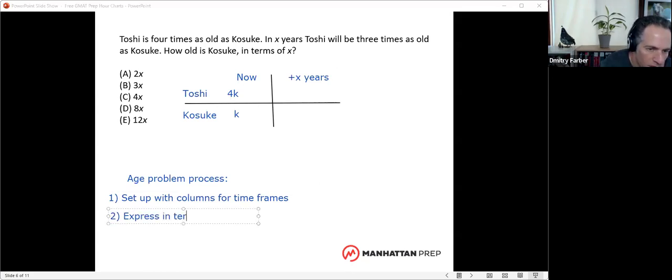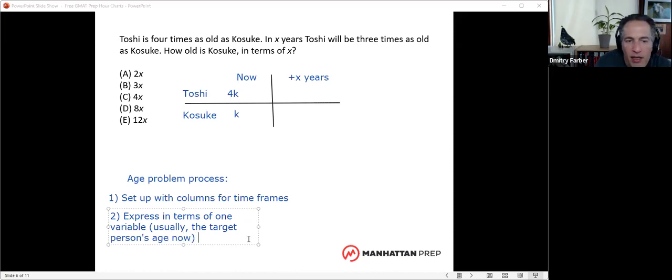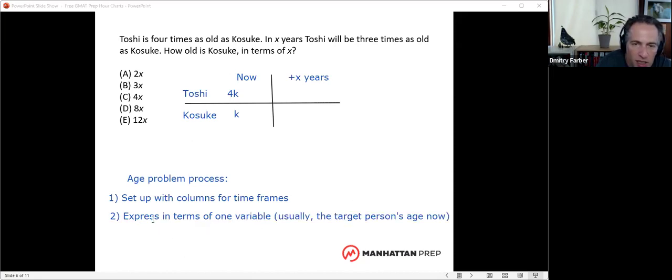Express in terms of one variable if you can. Usually the target person's age now, but that can vary. If it's something like when they met, Kosuke was this much older or younger, right? Then you might start with the ages when they met, or the beginning of the story. But usually it's going to be now. And then do the time adjustments.